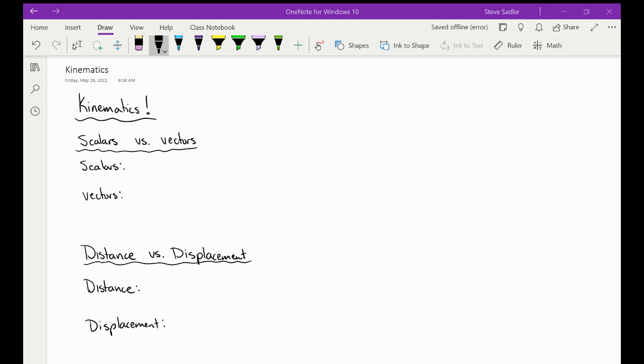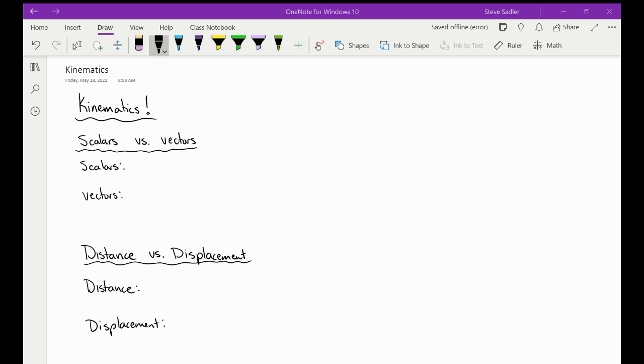So in physics, we are dealing with different values such as velocity, acceleration, speed, distance. These are all things we are going to explore in this unit. And all of those fall within two categories. They're either a scalar or a vector. So it's important that we know what those are.